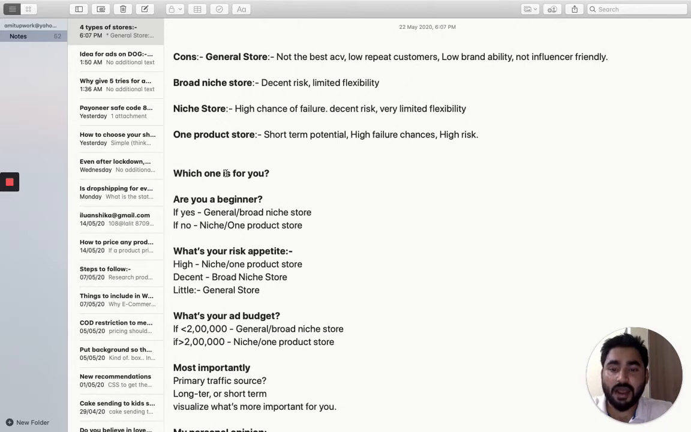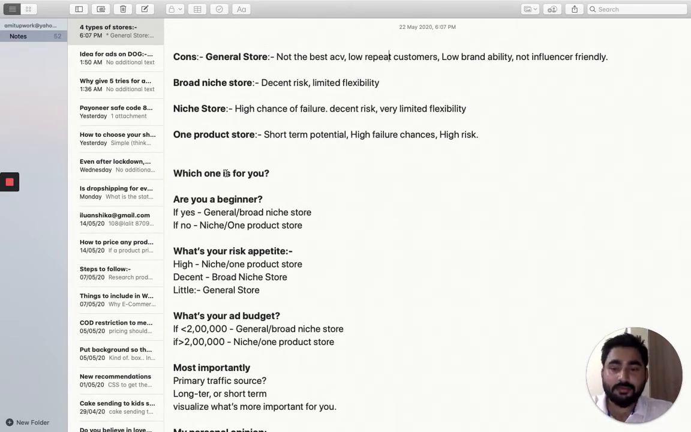If you have a high risk appetite, then obviously go for a niche or one product store, because they have the highest margin value, and they can make you a lot of money in the longer run. If you have a decent risk appetite, then go with a broad niche store, something like a furniture store or pet supplies. If you have a little risk appetite, if you want to play a very safe game, even in the dropshipping business, then go with a general store.